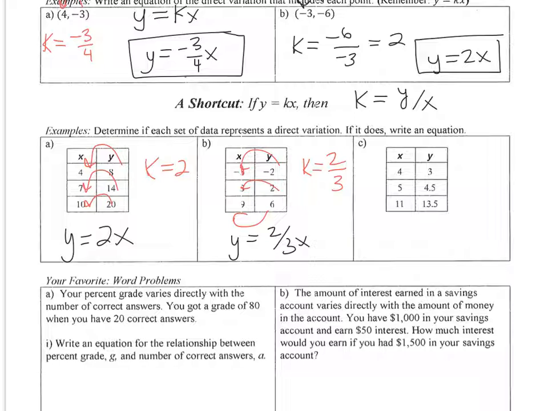And then number 4 is 3 divided by 4, the same thing as 4.5 divided by 5, the same thing as 13.5 divided by 11? No, it's not. I know that 13.5 divided by 11 cannot equal 3/4 because 13.5 is greater than 11 and 3 is not greater than 4. So this is no, it's not direct variation.